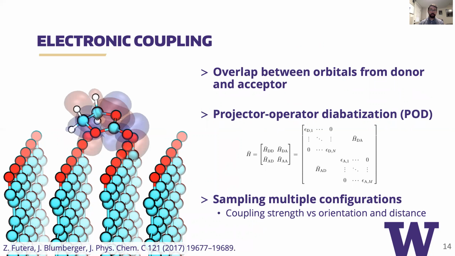Now, there's not enough time to fully describe the process, but we plan on using the projector operator-based diabatization method to compute these couplings, which lets us define donor and acceptor regions in your system and compute the couplings between them. We plan to evaluate also the configurational dependence of this coupling parameter for each of the acceptors in our system. So we're going to look at distance from the electrode as well as the orientation of them at the interface.